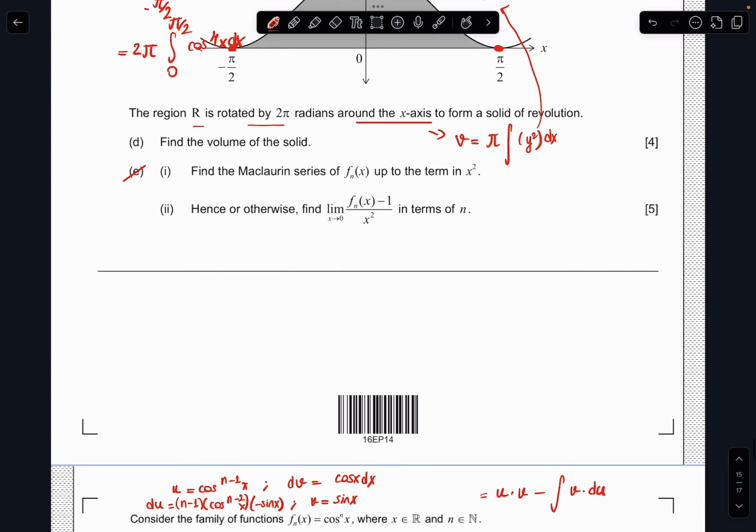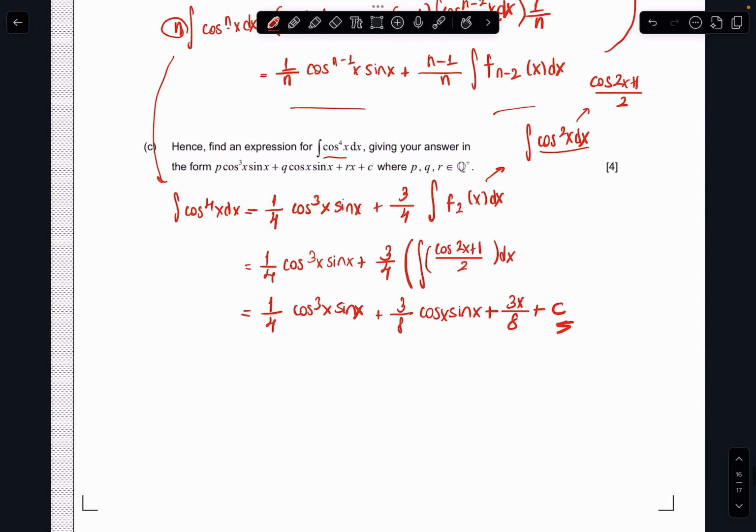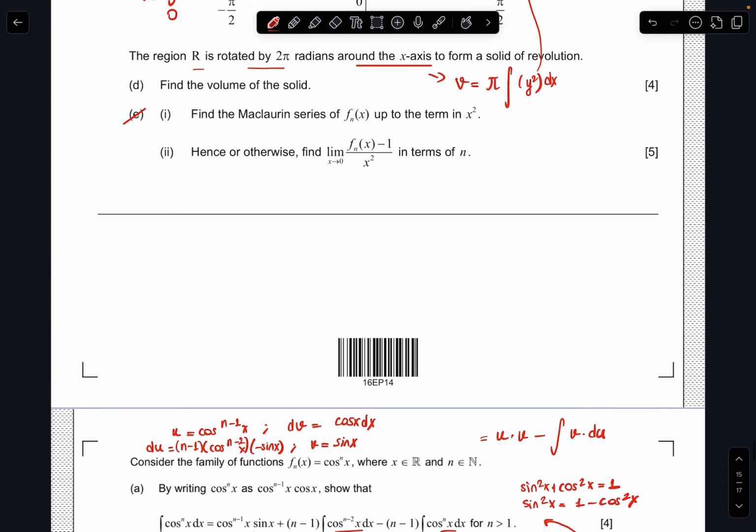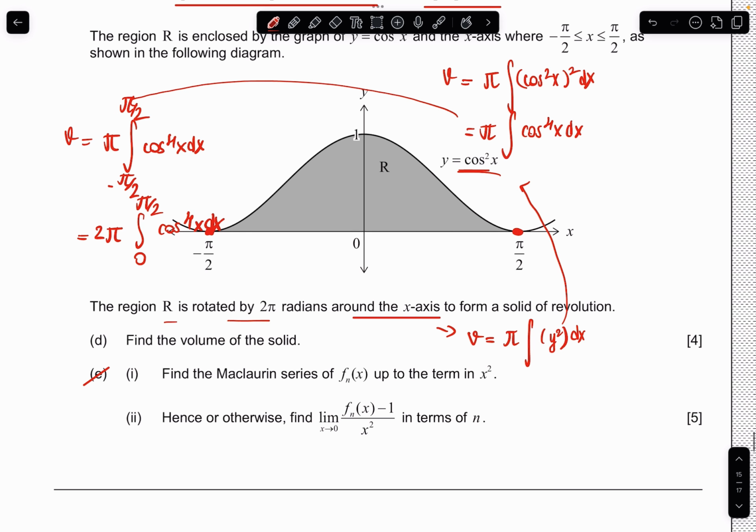And then all that's left for you to do is just to put the values inside these, and the final answer that you should have gotten is going to be 3 pi squared over 8.